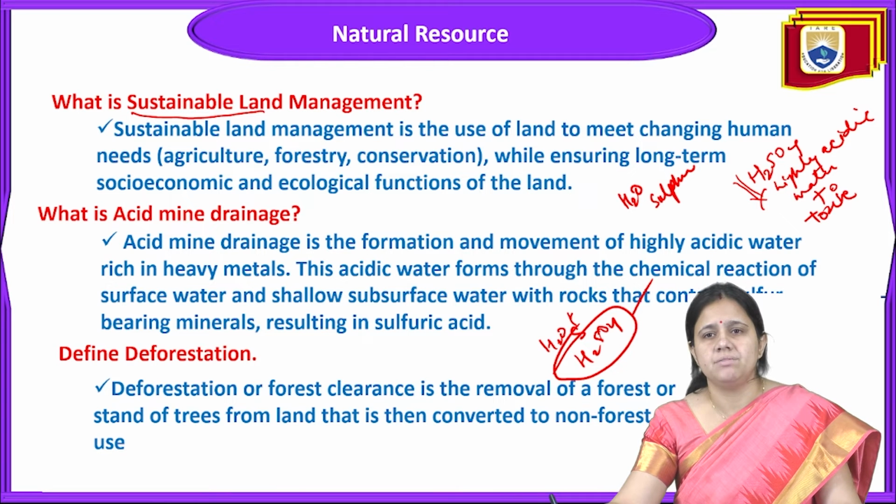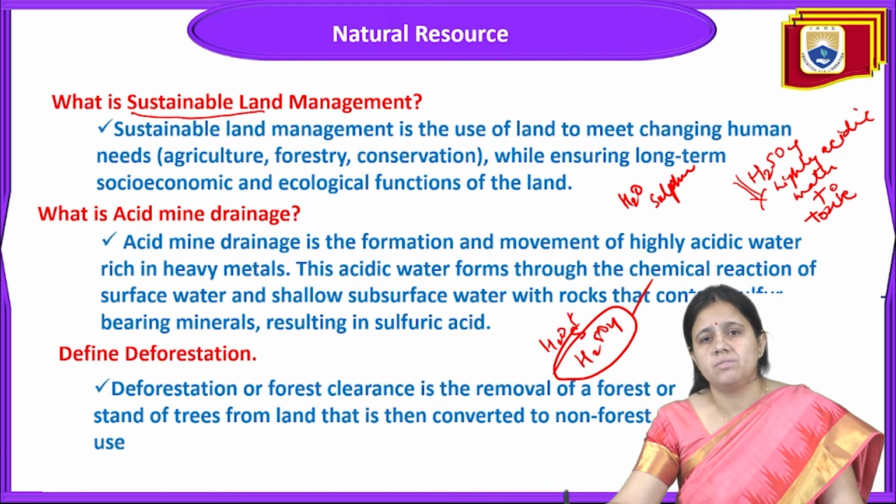Deforestation or forest clearance is the removal of a forest or stands of trees from land that is then converted to a non-forest purpose. Deforestation means the clearance of trees and forest so that the land can be used for a non-forest purpose.